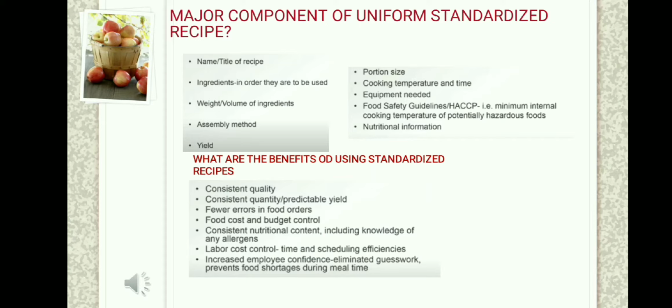You're going to eliminate the guesswork, and you're not going to have any food shortage during mealtime, which is a big concern of any of the cooks as far as running out of food. So it's going to increase their confidence that they are not going to run out of food.